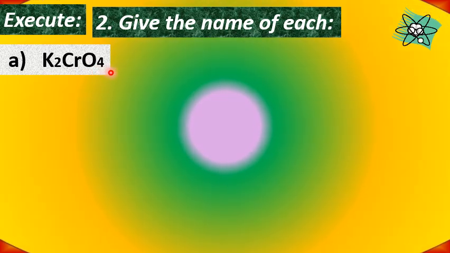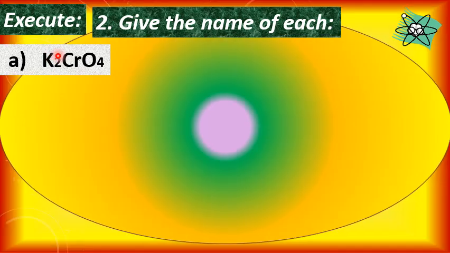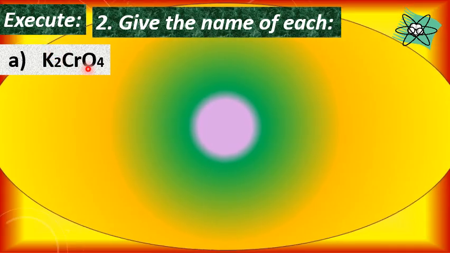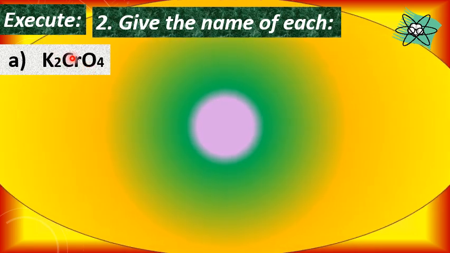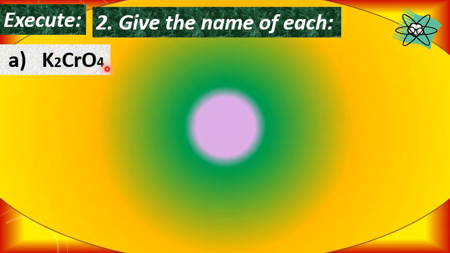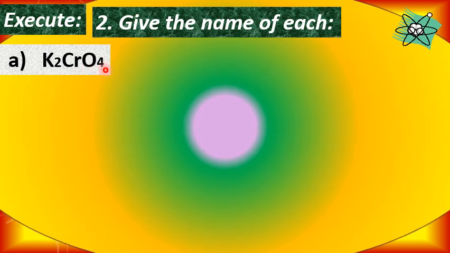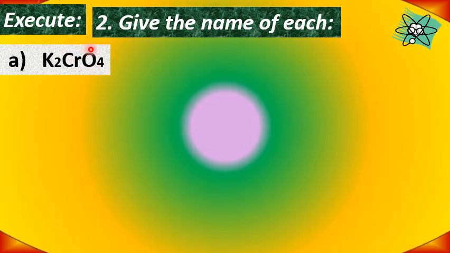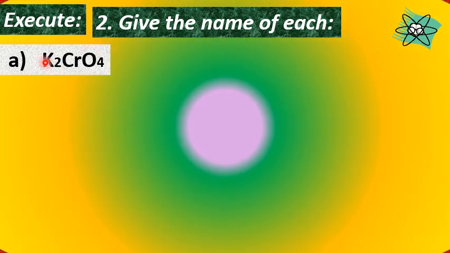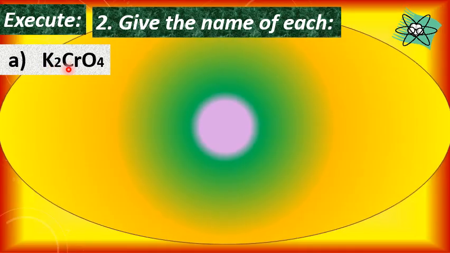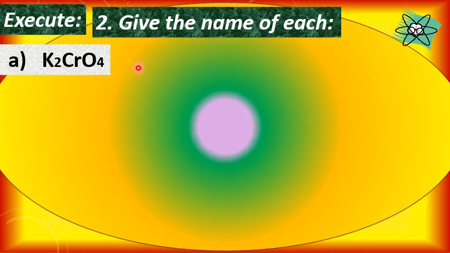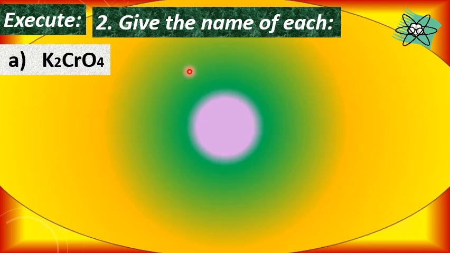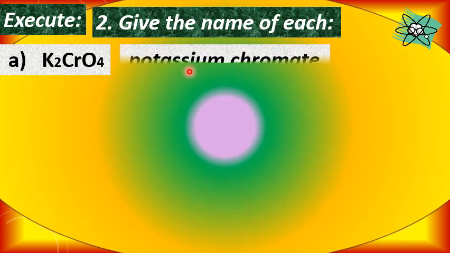Potassium has a positive 1 charge, which when crisscrossed becomes the subscript of chromate, while chromate has an ionic charge of negative 2. That's why when crisscrossed, potassium K gets a subscript 2. So this is simply read as potassium chromate.